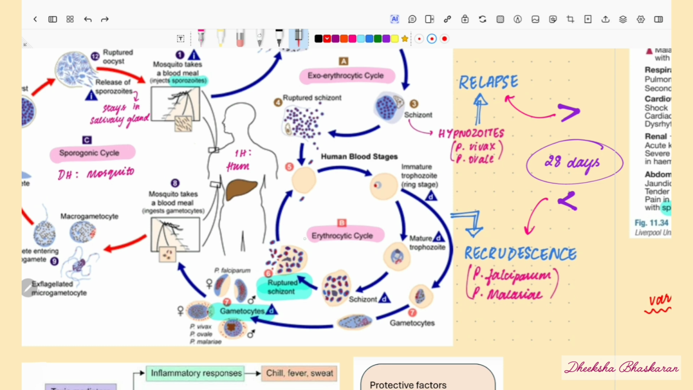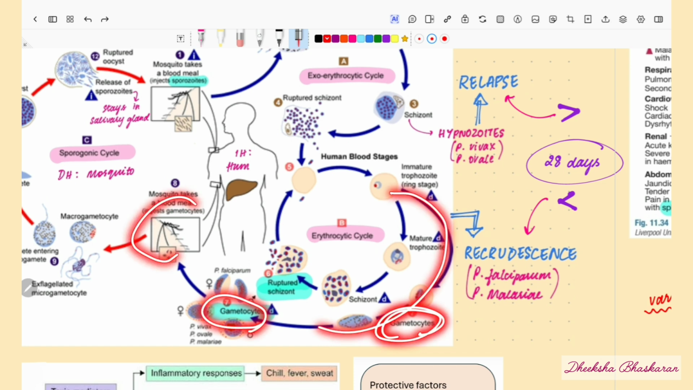When the RBC ruptures, it releases merozoites. This rupture, this hemolysis and release of merozoites, corresponds to the episode of fever the person gets. This is one part of the cycle. The RBC stage also produces gametocytes, and these gametocytes are the infective form to the mosquito.